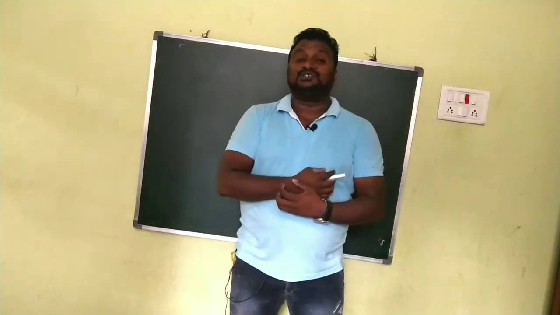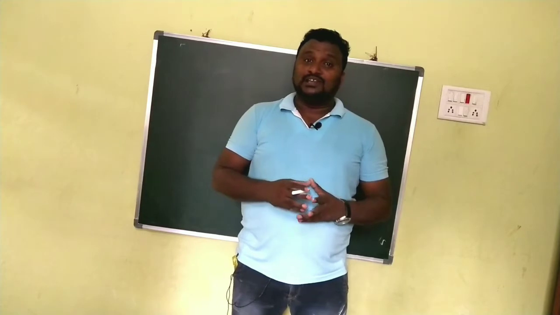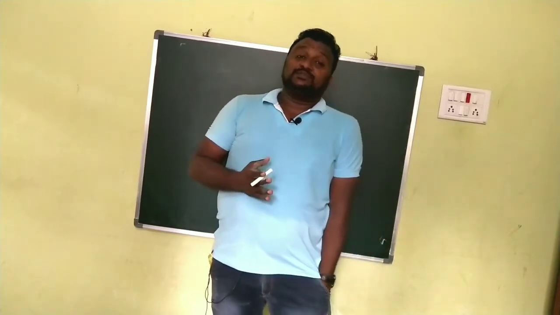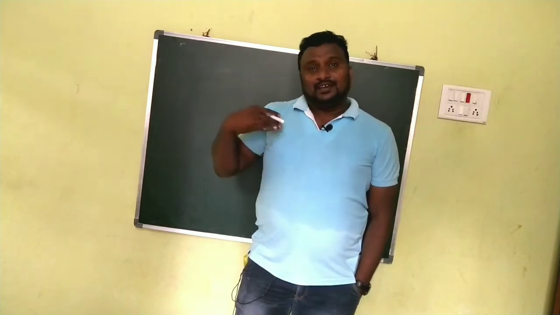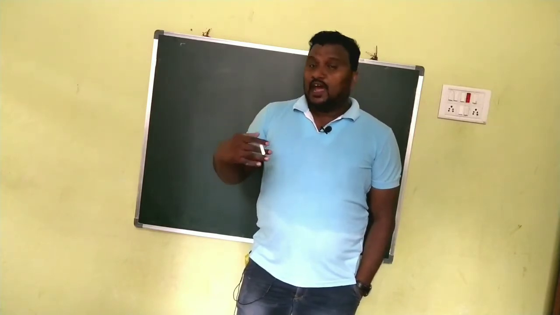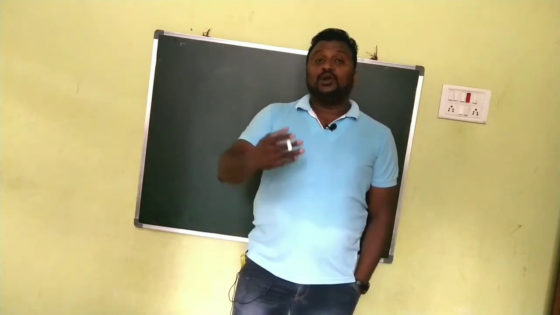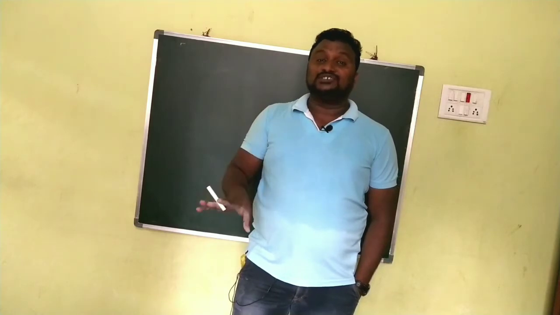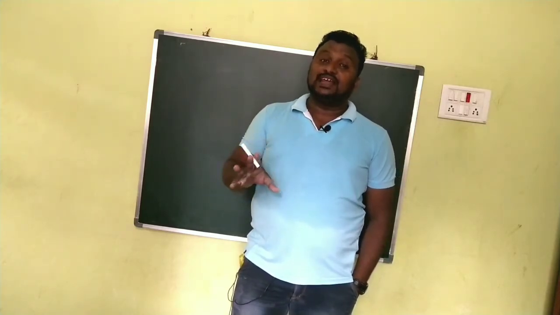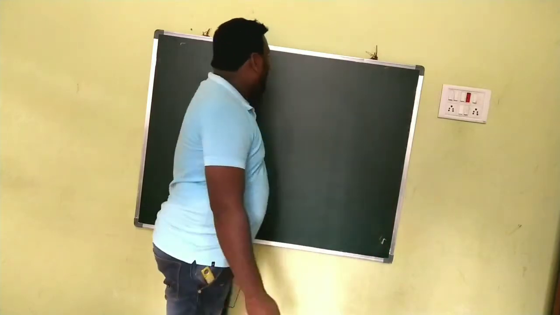Hi children and viewers. In the previous video I explained what is average speed, average velocity and the difference between instantaneous speed and average speed. Children, in this video you are going to learn about uniform motion, non-uniform motion and motion along the inclined plane with one activity example. Clear children?